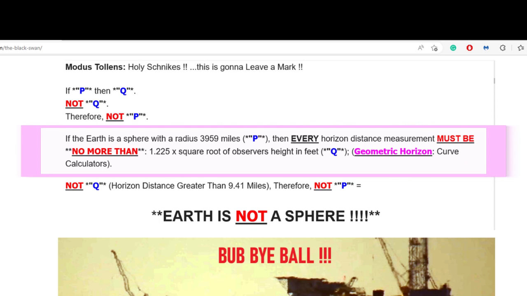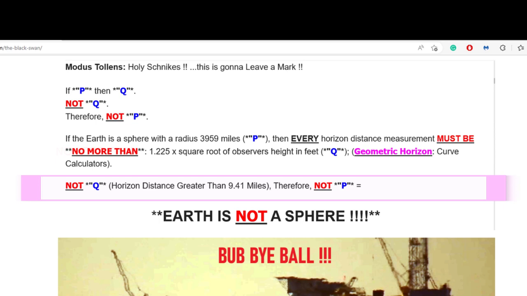It should be, if the Earth is a sphere with a radius of 3,959 miles, P, then every horizon distance measurement must be no less than 1.225 times the square root of the observer's height in feet, Q. This obviously destroys his conclusion. Not Q, horizon distance greater than 9.41 miles, therefore not P. Earth is not a sphere.